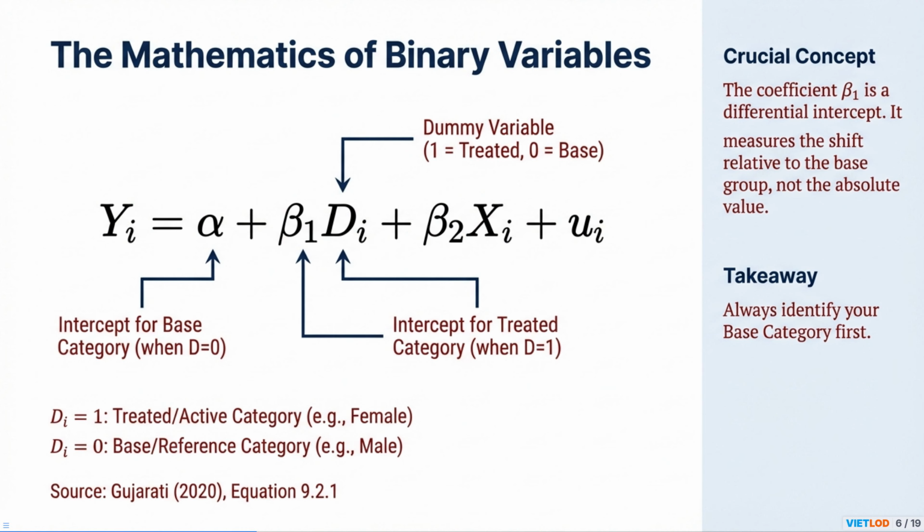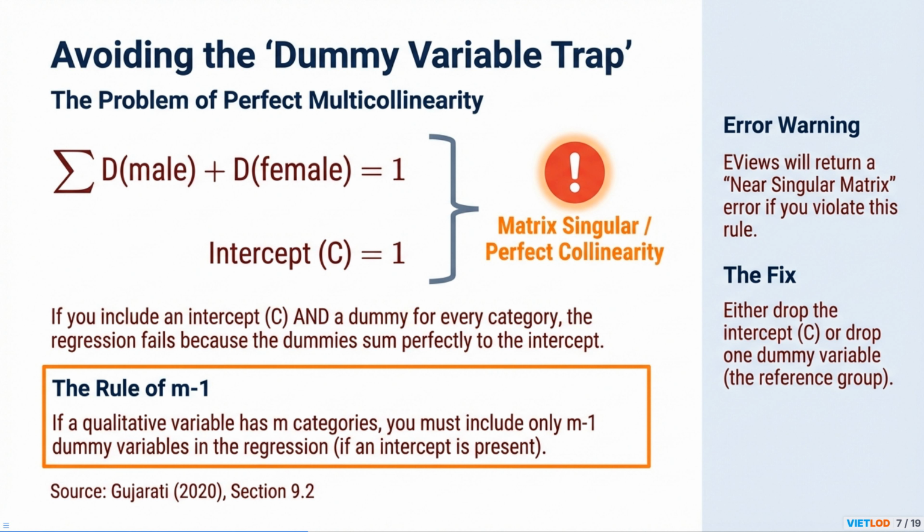This means the coefficient beta 1 is not an absolute intercept, it's a differential intercept. It precisely measures the shift or difference in the intercept for the treated group relative to the base group, not the absolute value of the intercept itself. A crucial takeaway here is to always clearly identify your base category first, as all interpretations of the dummy variable coefficient will be relative to this base. This model is based on Gujarati 2020, equation 9.2.1.